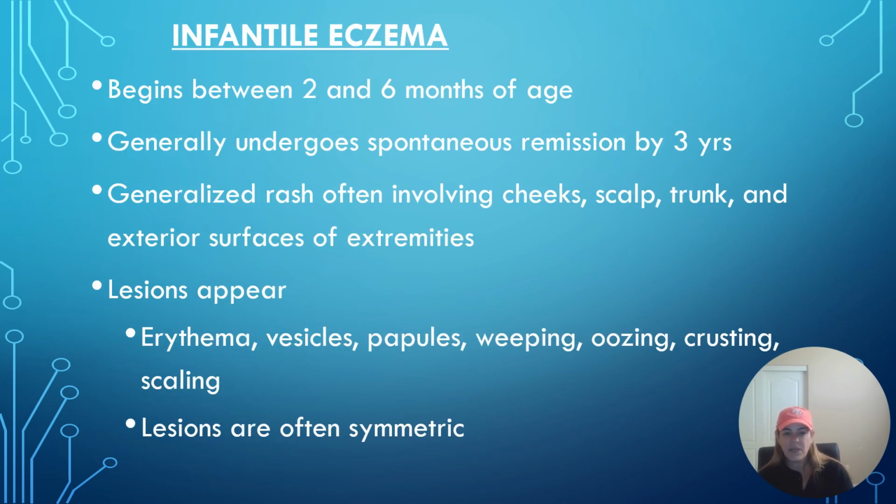Infantile eczema begins between 2 and 6 months of age, and generally it will go away by the time they're 3 years old. Sometimes not, but generally they will go away. It's usually a generalized rash that you will see on the cheeks, on the scalp, on the trunk, exterior surface of all the extremities. They can appear as erythema, vesicles, papules. They could be weeping or oozing or crusting, scaling, just depending on how severe the case is. And lesions can often appear symmetric. So those are things to look for when they have infantile eczema.